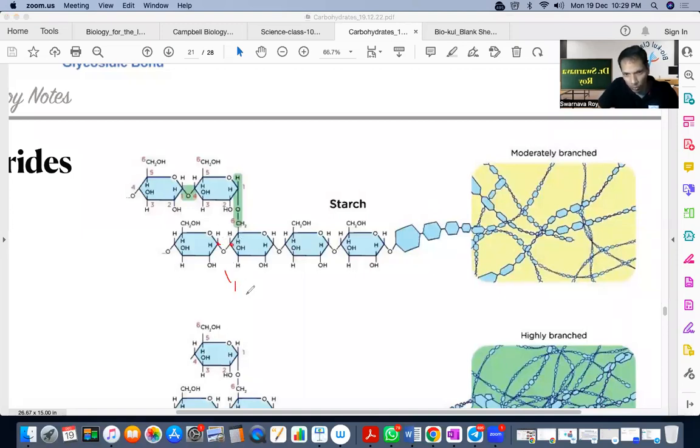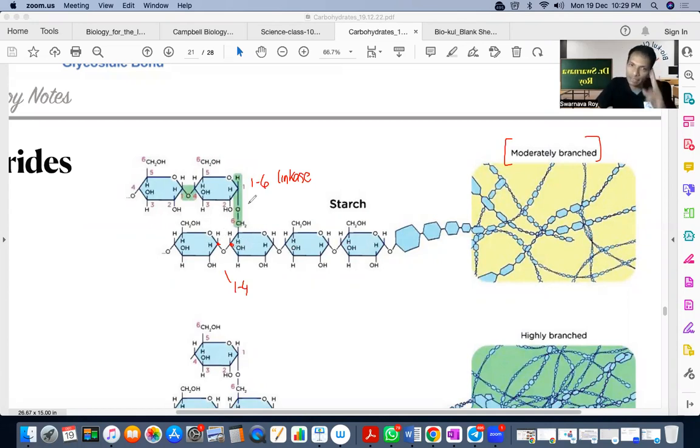So we can call it 1,4 linkage. And look, this is carbon number 6, this is carbon number 1. So this is called the 1,6 linkage. So starch is a polysaccharide. Why polysaccharide? Made up of many glucose units, many monosaccharide glucose units. And starch has two kinds of linkage, 1,4 linkage and 1,6 linkage.